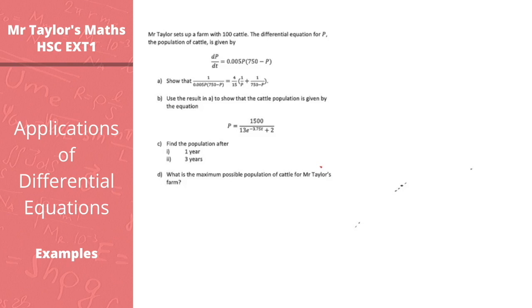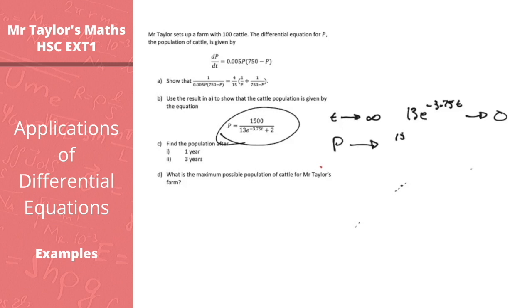Okay, and part D is what is the maximum possible population for the cattle. So you can just have a look at that model. What is our limiting capacity here? And if we think about t approaching infinity, 13 e to the minus 3.75t, because it's got a negative power, that's going to approach 0. So your denominator is approaching 2, so that would mean P is approaching 1500 over 2, so it is approaching 750. So this farm has the capacity to hold 750 cattle, but then the resources, that's about all that they can hold. So that is it.